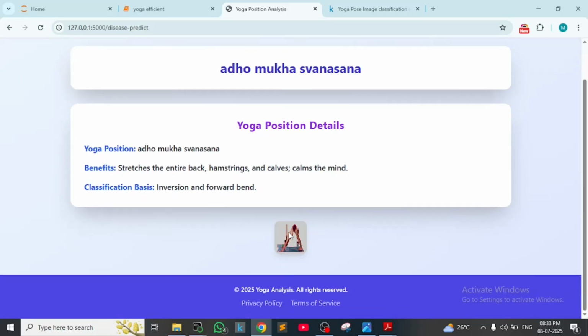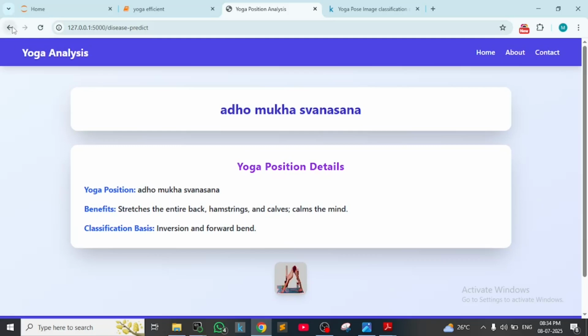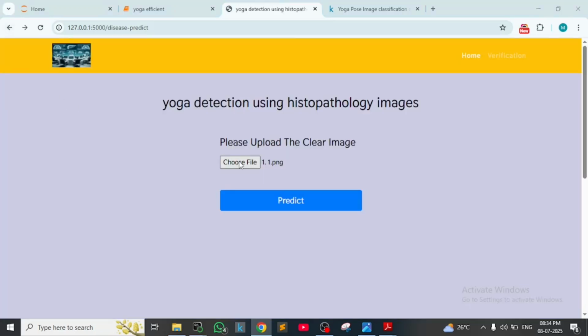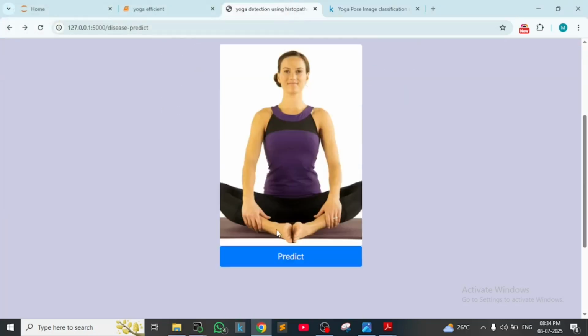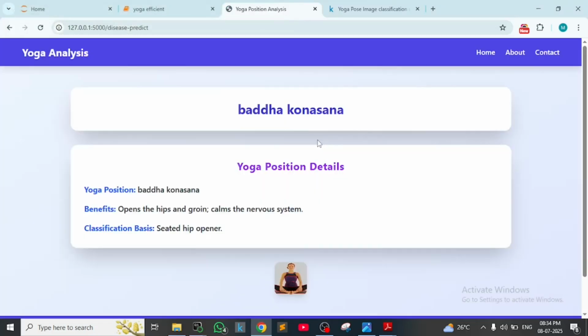We'll see another one. Upload another image. Predict the position. See, Baddha Konasana. The benefits of this position are it opens the hips and groin and calms the nervous system. Classification basis: seated hip opener.